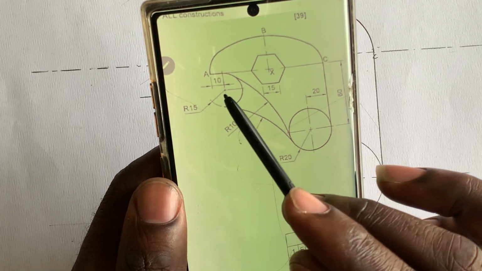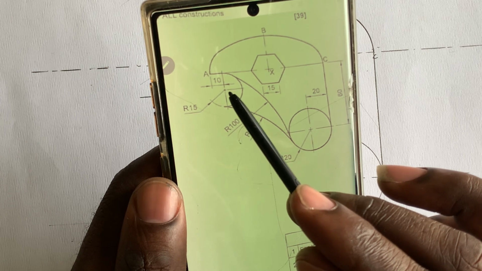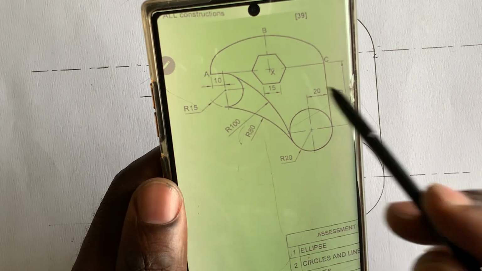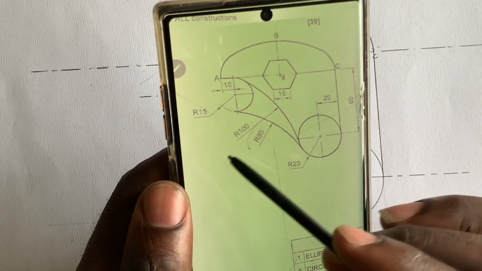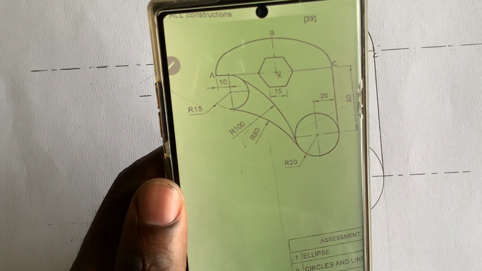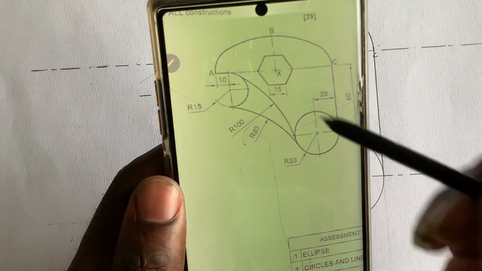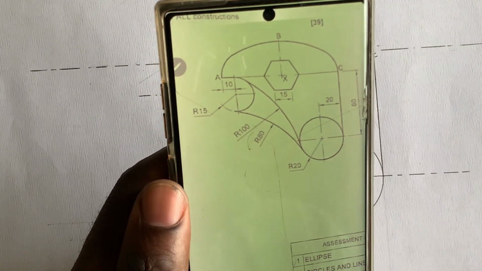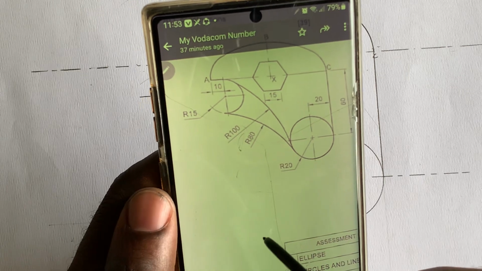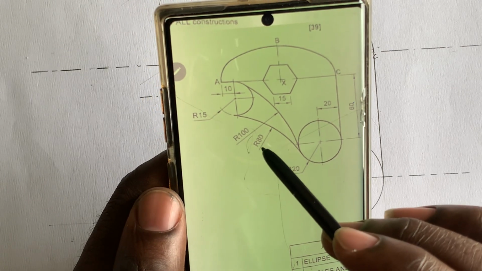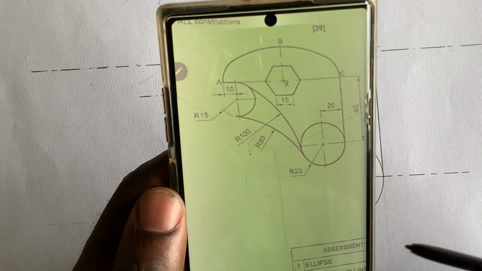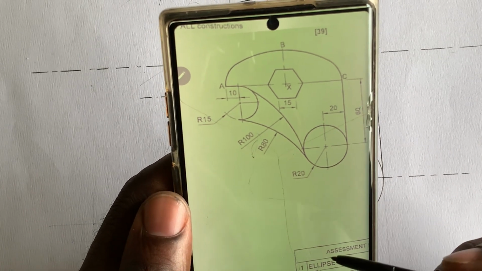radius 15, we were given the reference point. We're told from here till here is 10. But with these ones we had to trace it because we are not given the radius reference point to draw the radius 100. So again in this one we have to draw radius 80. So trace the reference point of that radius 80.